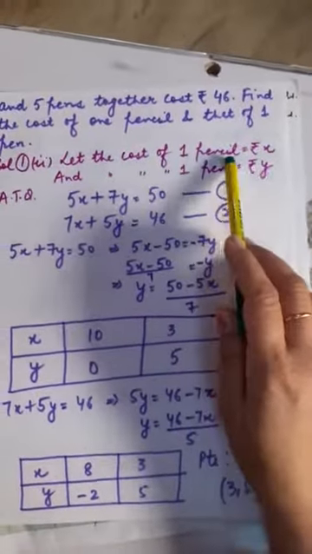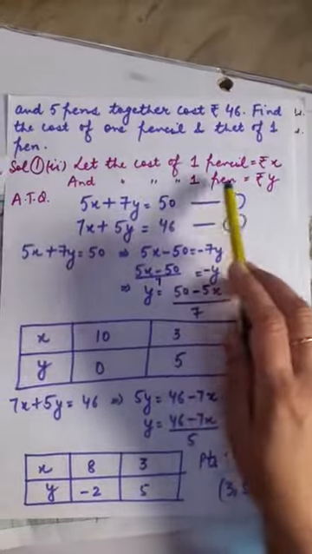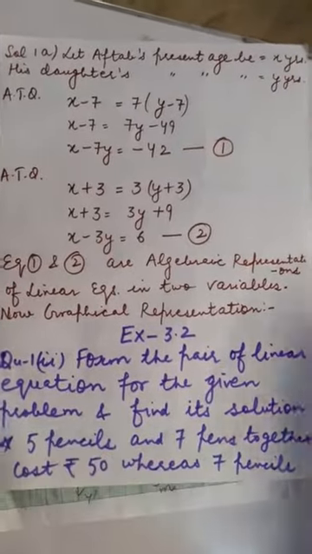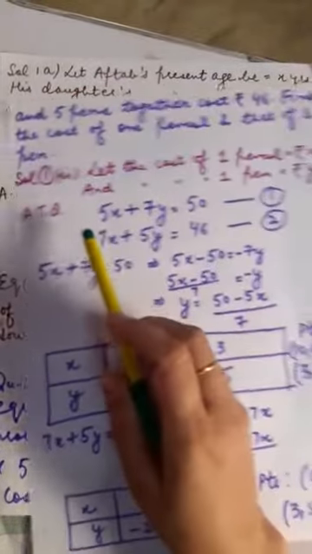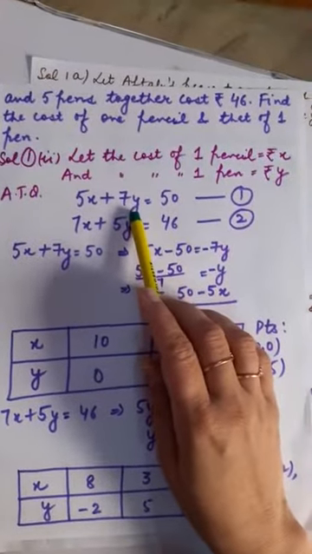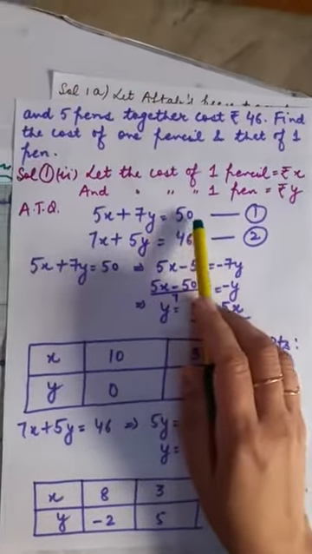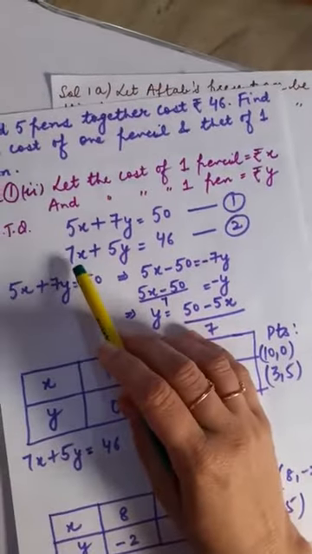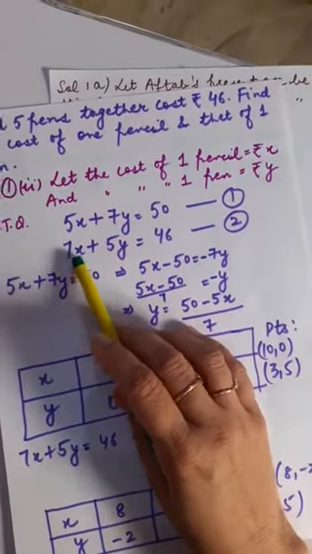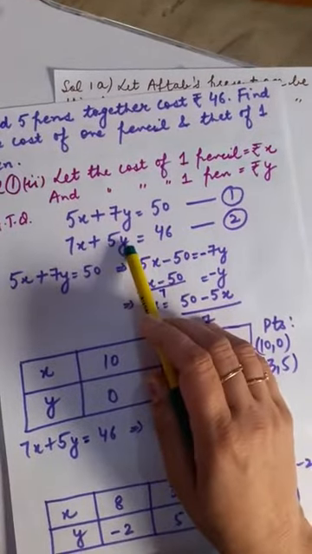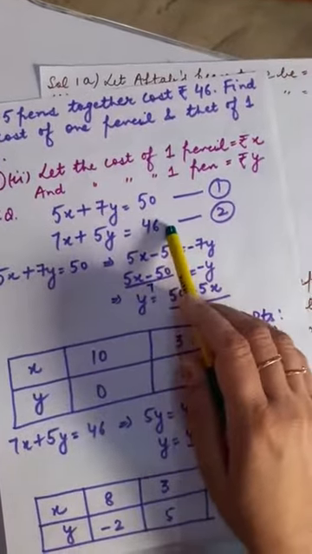So let the cost of 1 pencil be rupees x and the cost of 1 pen be rupees y. Now what was the condition given? 5 pencils: if the cost of 1 pencil is rupees x, then the cost of 5 pencils will be 5x, right? For 7 pens, definitely the cost will be 7y, and the sum of both is given, that is equal to 50. Clear? Now in condition number 2, what is given? Cost of 7 pencils will be 7x, and the cost of 5 pens will be 5y. Both are added and it has become 46.